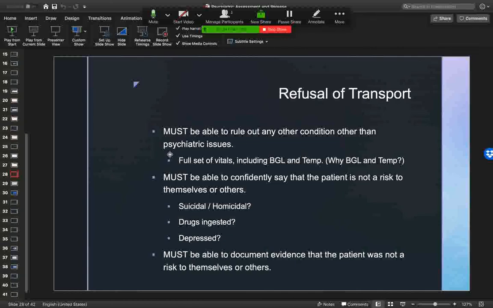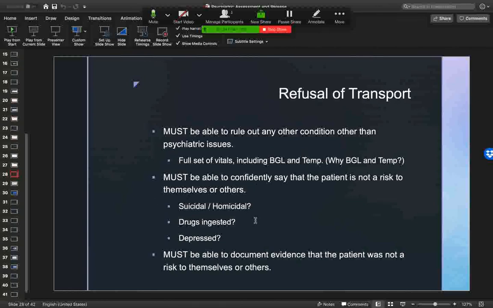If you release someone on a psychiatric issue and did not get a blood glucose and temperature, then you need to go back and do it, because we want to make sure we're doing a full assessment. If you didn't include a blood glucose or a temperature, you cannot articulate that you did a full assessment. We must be able to confidently say that the patient is not a risk to themselves or others.